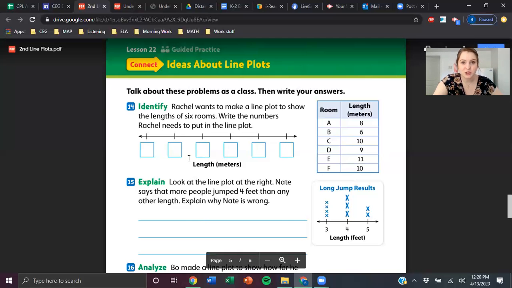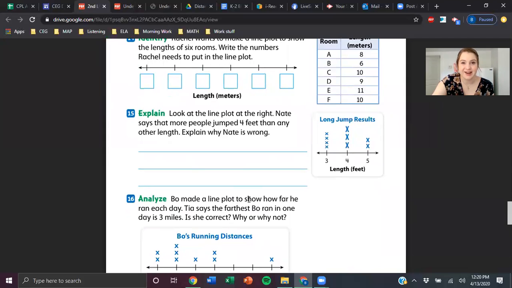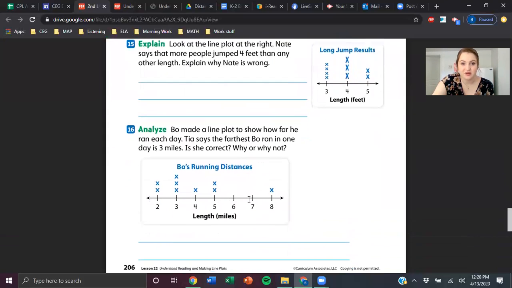Now let's check and make sure we got it. You should write 6, 7, 8, 9, 10, 11. We filled in all the boxes and we didn't leave any blank. We didn't skip any numbers. You got it right. Now, I want you to do number 15 and number 16 on your own.